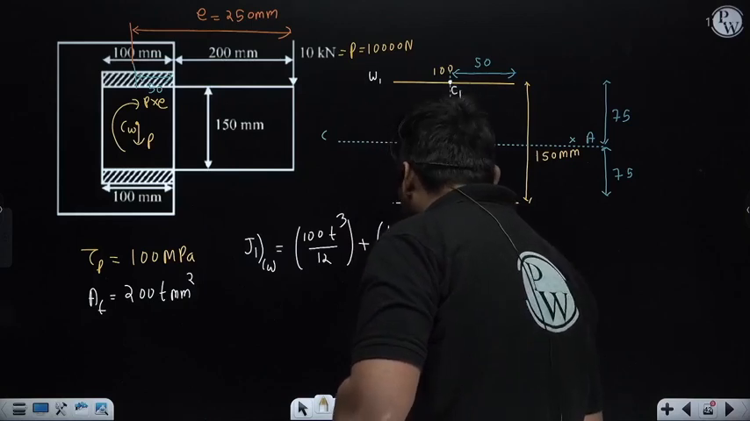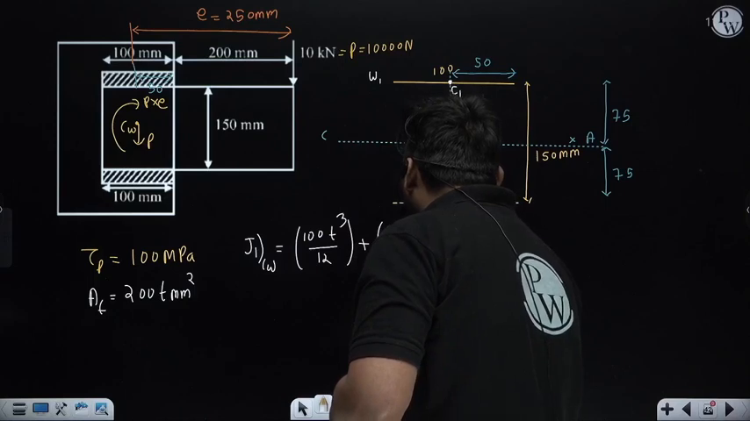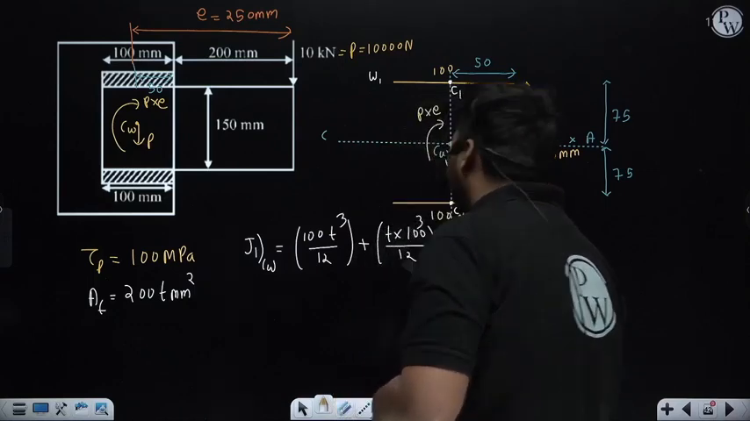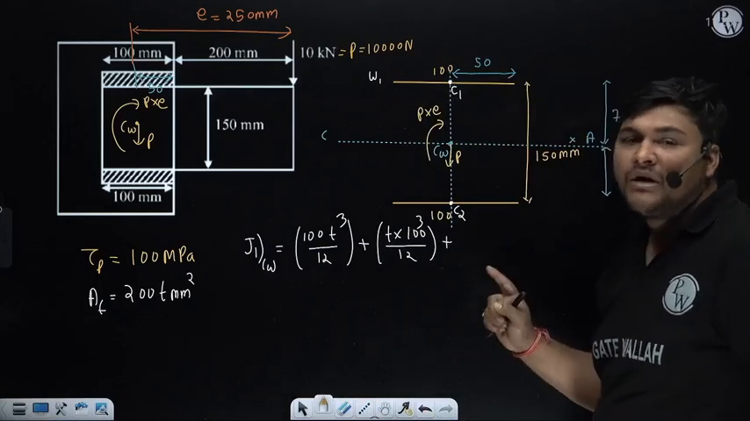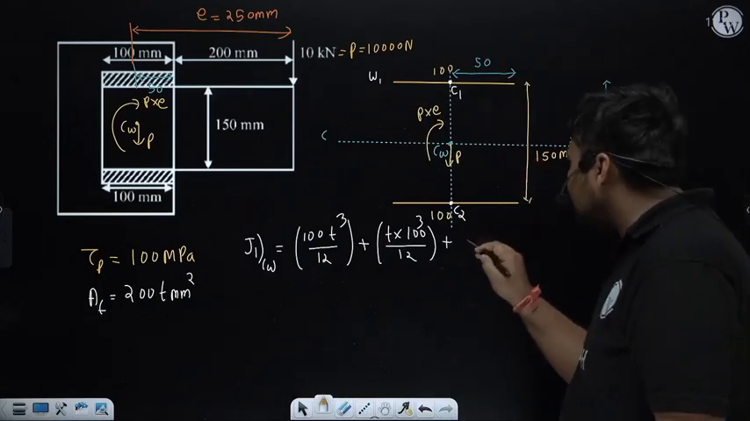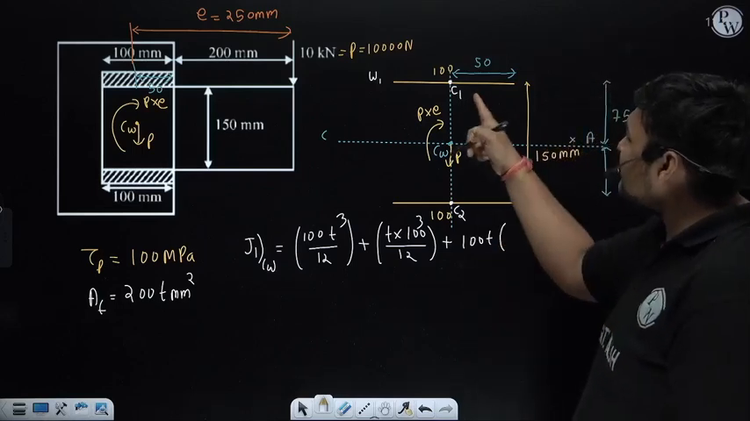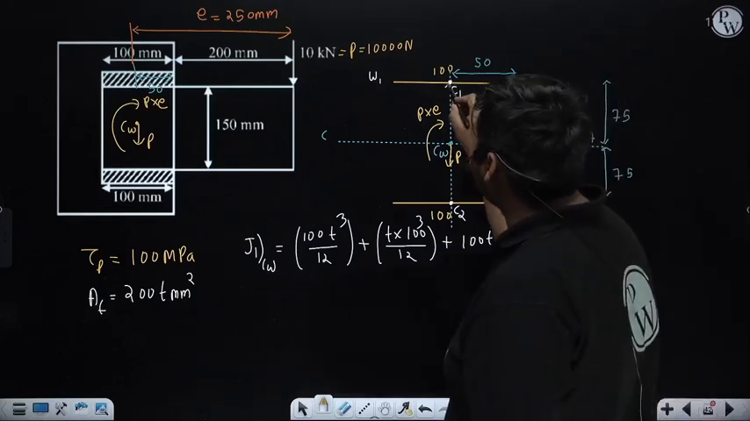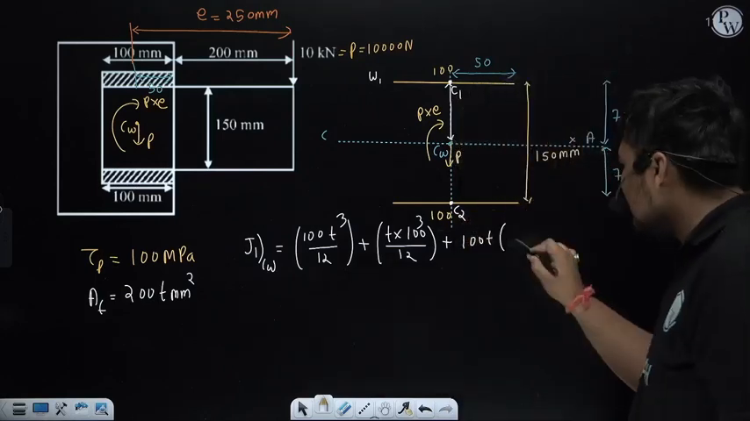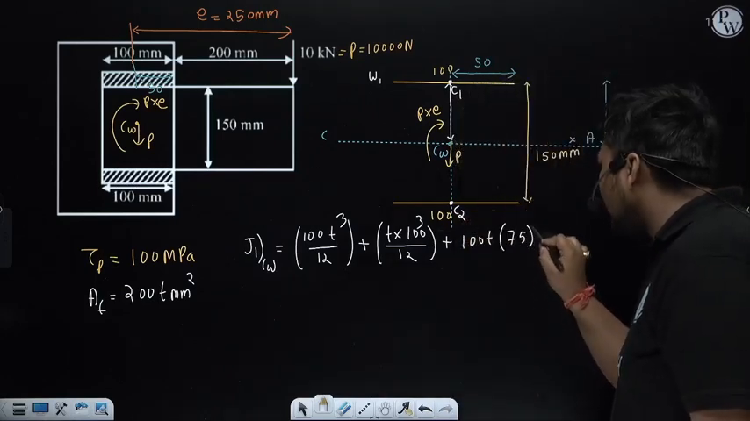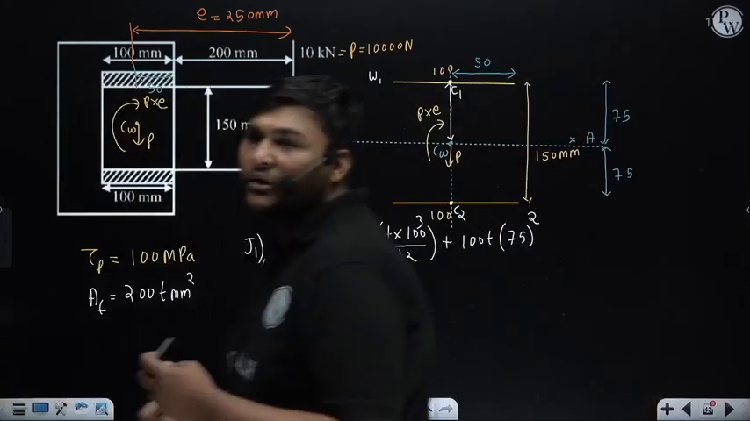It is the polar moment of inertia of weld 1 about C1. Now to calculate the polar moment of inertia of weld 1 about CW, we need to apply the parallel axis theorem. For that we will add a term, area of the weld times R square, where the throat area of weld 1 is 100 T, and R is the distance between C1 and CW. Here you can see the distance between C1 and CW is equal to 75 mm, so it will be 75 square. So it is the polar moment of inertia of weld 1 about the combined centroid, that is CW.